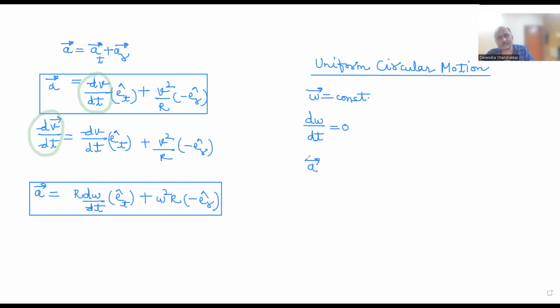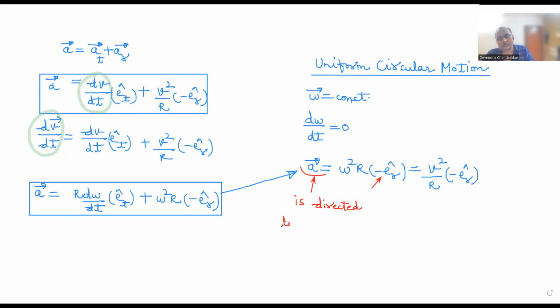So here, check where this d omega by dt is. The net acceleration will become omega square r minus er cap. You can also write it in terms of v, as v square by r minus er cap. So this a vector is directed towards the center of the circular path. Can you see this? This net acceleration is directed towards the center of the circular path. Yes or no? Yes, sir.